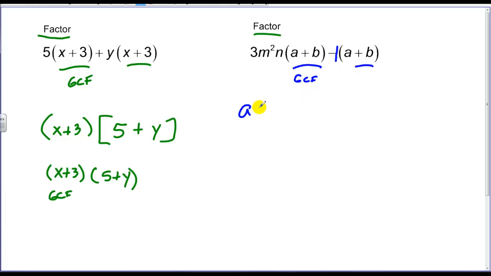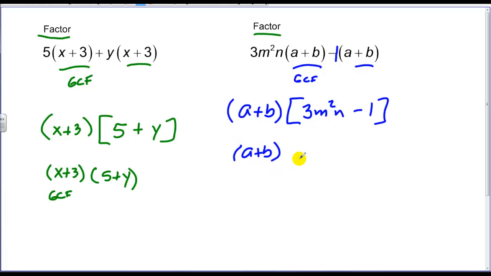So if I factor out that GCF of a plus b, and then say, well, a plus b times what is 3m squared n times a plus b. This is 3m squared n. And then I ask, a plus b times what is negative 1 times a plus b. Well, that's just negative 1. And I'm done. So that's a plus b times 3m squared n minus 1. And there's my factoring of that term.